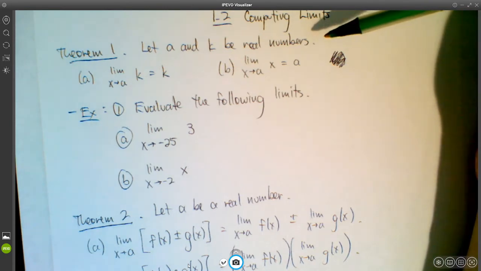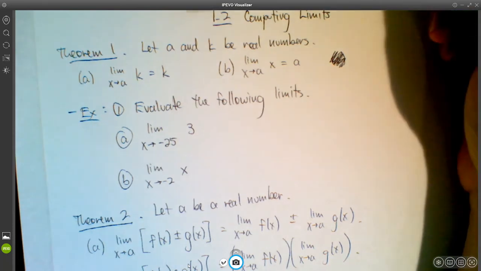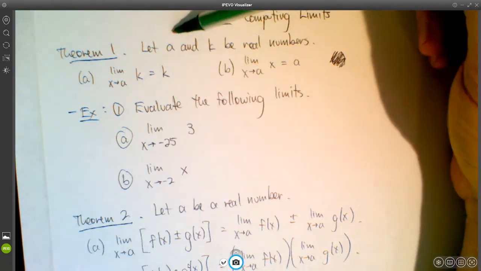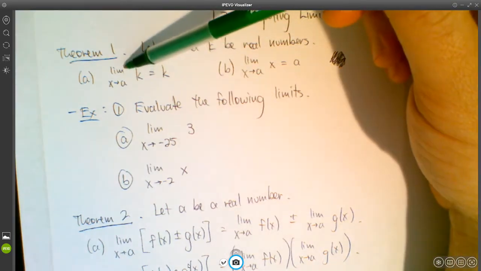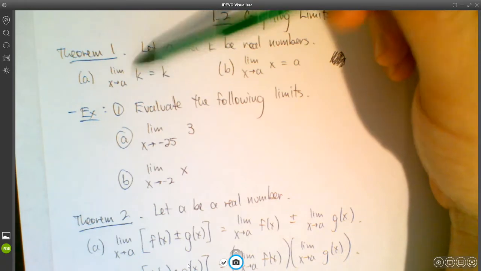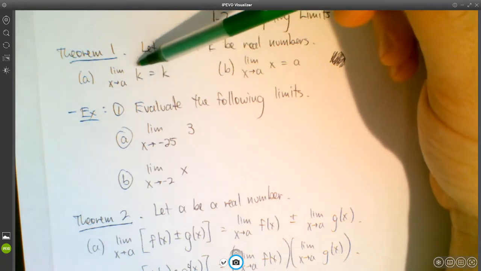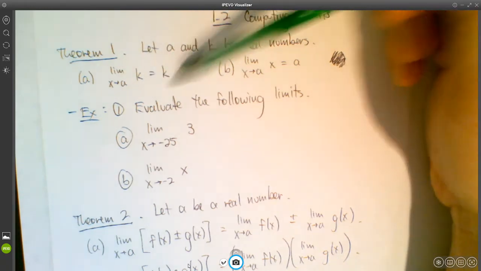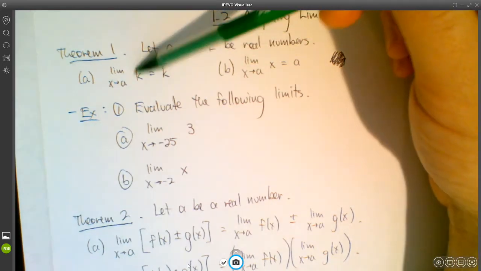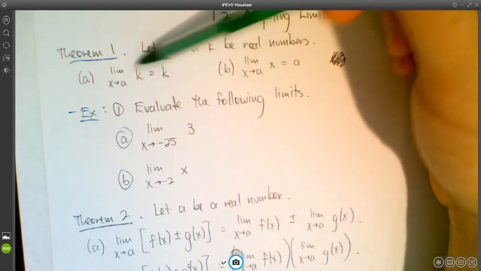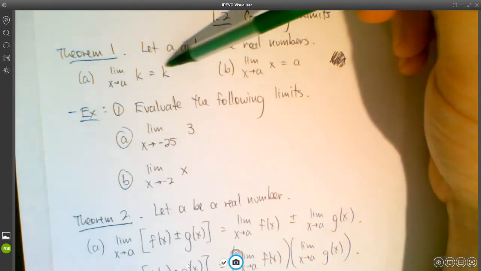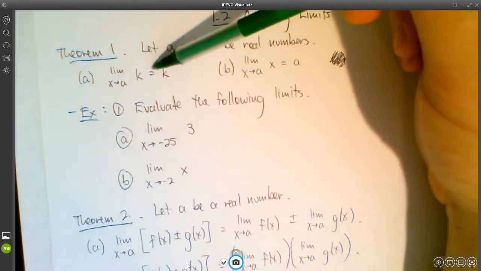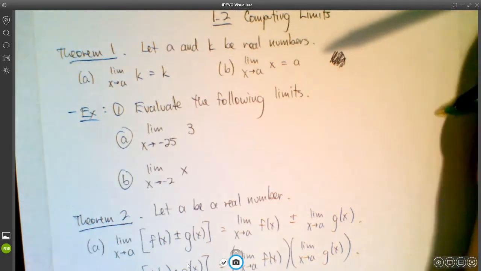And by the way, you can go ahead and pause the video to write this stuff down if you want. But the first thing is, let's say that a and k are real numbers. If you're taking the limit as x approaches a of some constant term, that limit is just going to be that constant term, right? Because this function doesn't depend on x at all. So it doesn't matter what x is approaching. k is always just going to be k. So that's the first result, and that should be pretty intuitively clear.